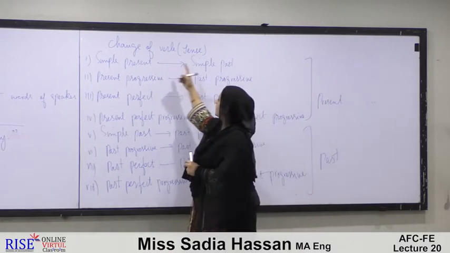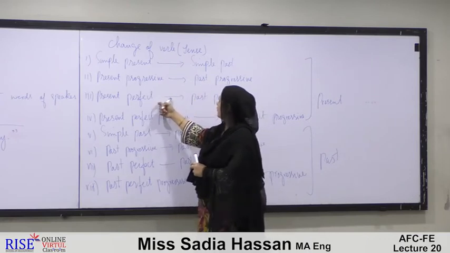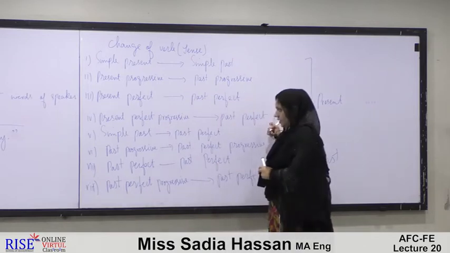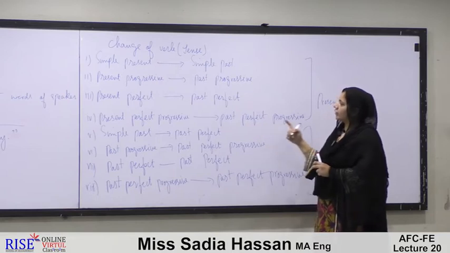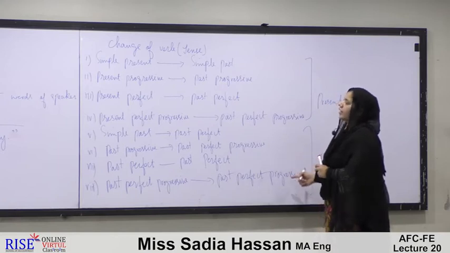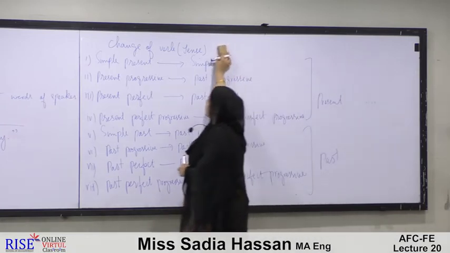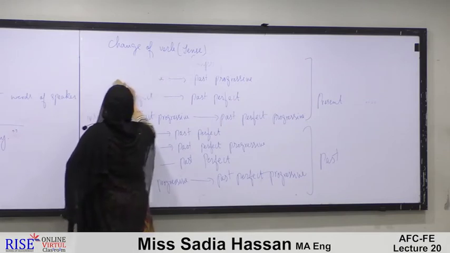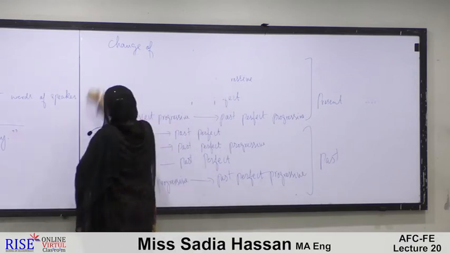Simple present into simple past. Present progressive into past progressive. Present perfect into past perfect. Present perfect progressive into past perfect progressive. And again, simple past into past perfect, past progressive into past perfect progressive, past perfect remains unchanged, and same is the case with past perfect progressive. Okay, now we move on to the change of helping verb. We call it another rule, that is called change of helping verb and the change of modal verbs.